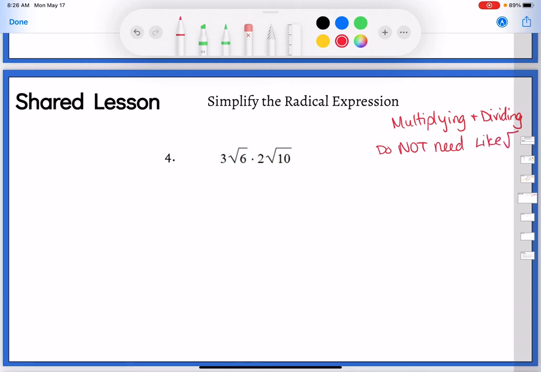What you're going to do instead, which we've actually been doing while we've been simplifying, is we take the outside numbers and multiply those together. So we do outsides with outsides.